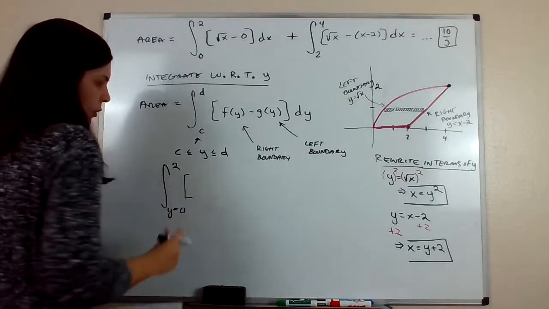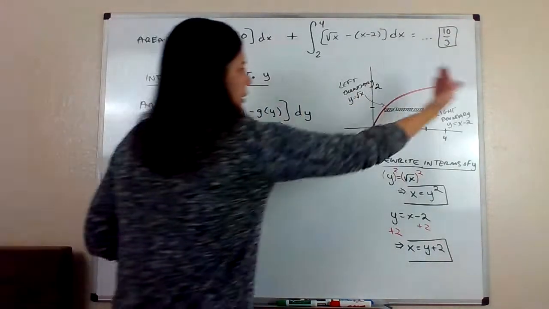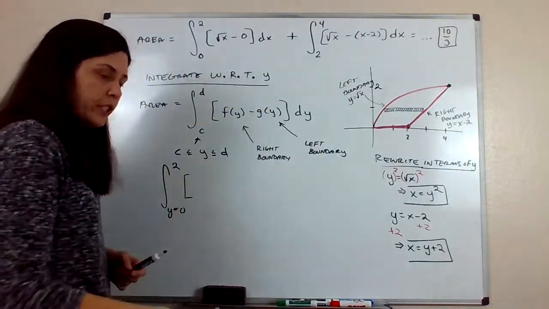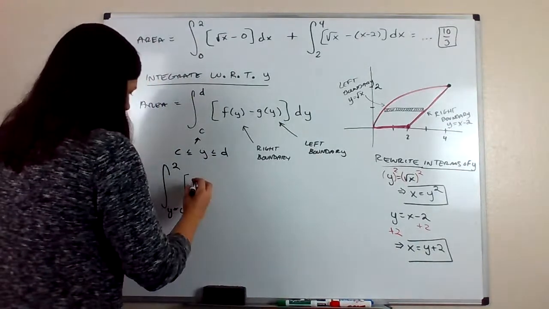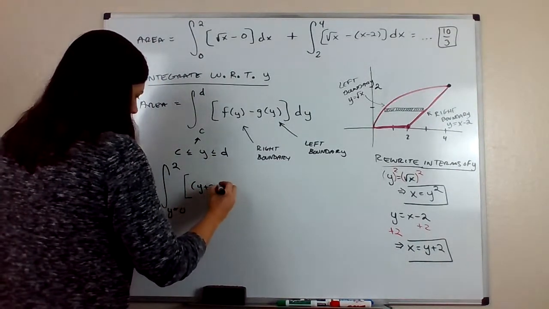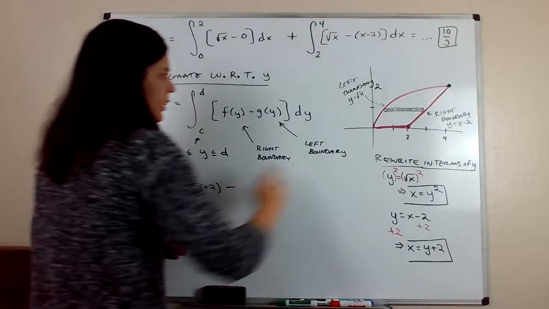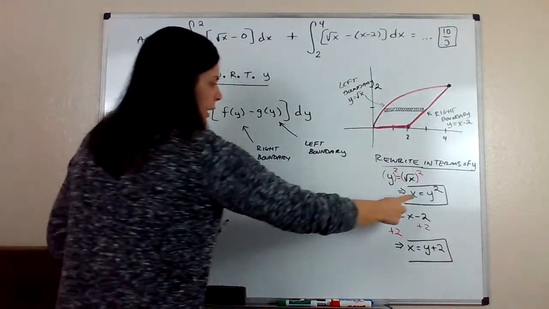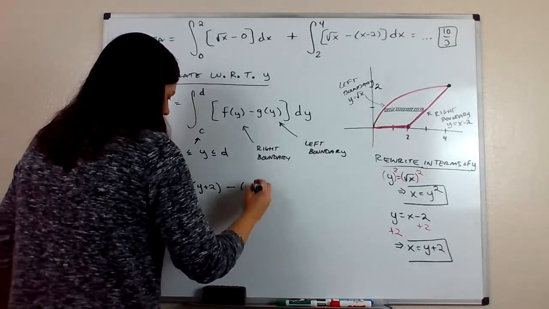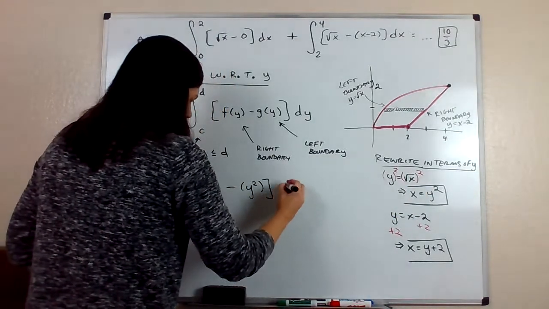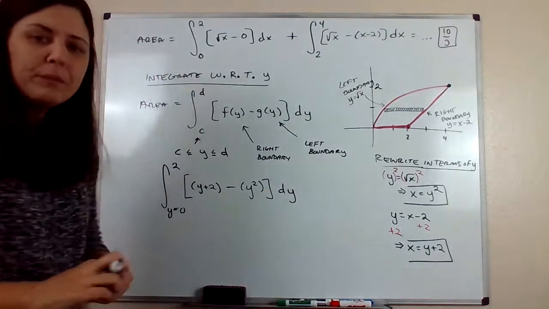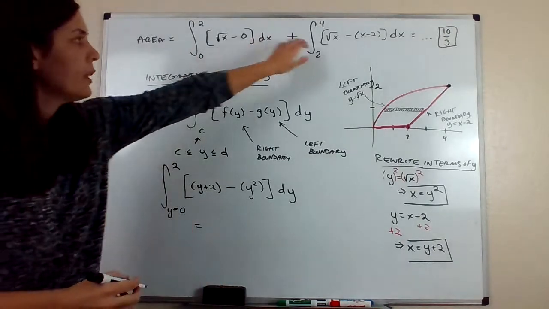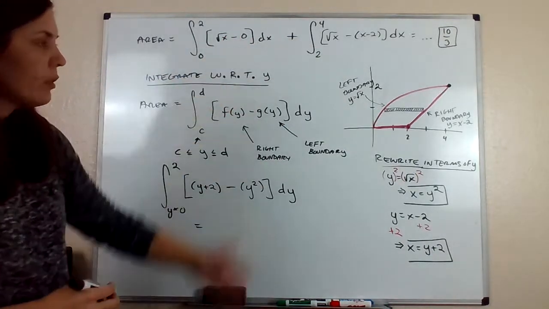And so my rightmost boundary was the line x minus 2, but when we solved in terms of y, it looks like y plus 2. And then minus my left boundary, which was square root x, but when we solved in terms of y, it looks like y squared. And then dy, sorry, dy. Okay, and I just want you to notice, this is so much easier because we don't have to do 2 integrals, let alone work with square roots.